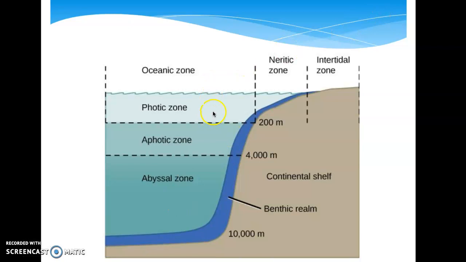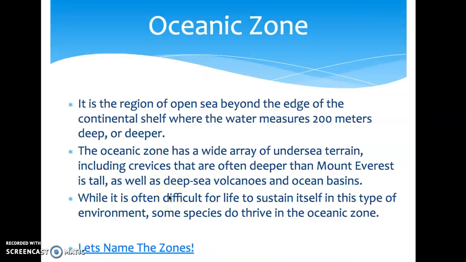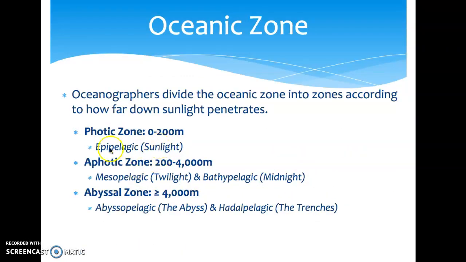You can see them right here: the photic, the aphotic, and the abyssal. Photic zone is where we have sunlight. It's also called the epipelagic. See, we don't use those words that often. Photic zone, pretty much, it's from 0 to 200 meters down.